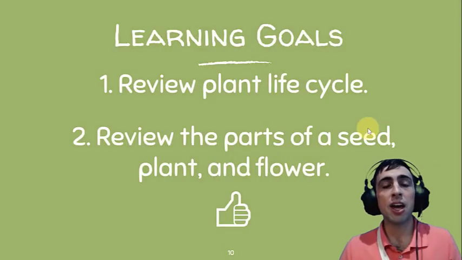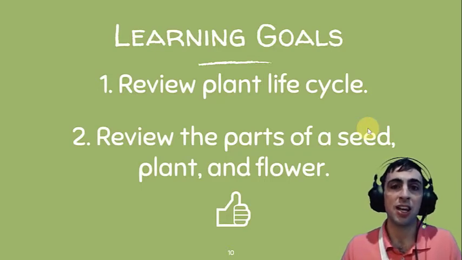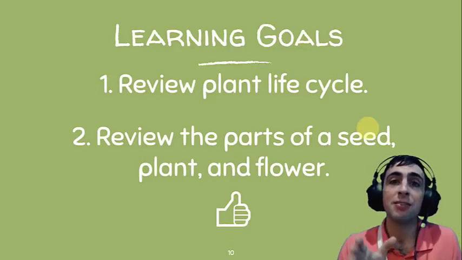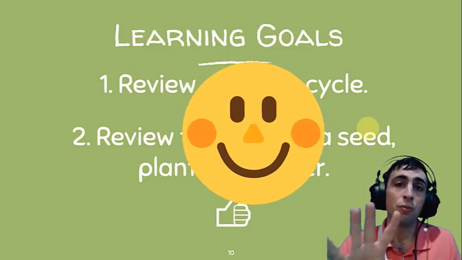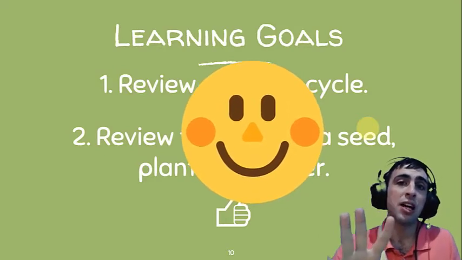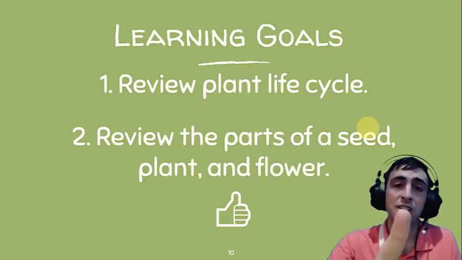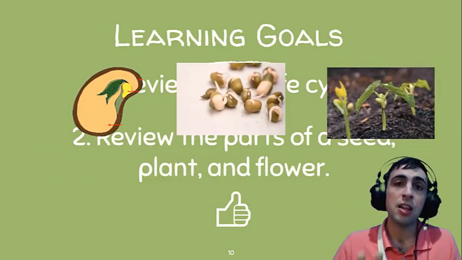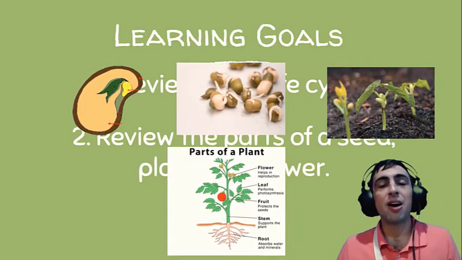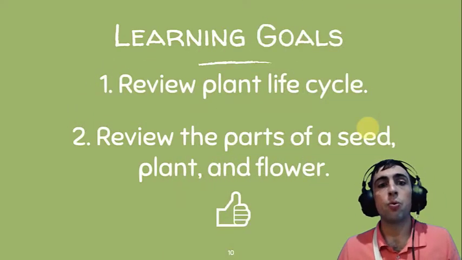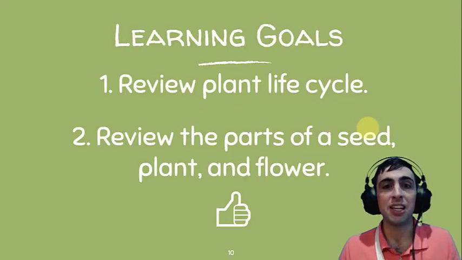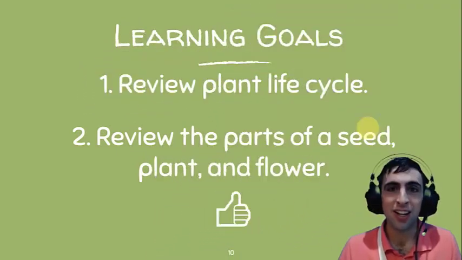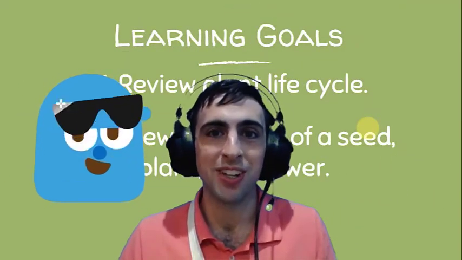Okay, so let's look at our learning goals that we had today. Our first learning goal was to review the plant life cycle. We did that, the 4 stages of the plant life cycle. The first was the seed, then the sprout, then the seedling, and then the plant. Our second learning goal today was to review the parts of a seed, a plant, and a flower. We did that already. We did great on our learning goals today.